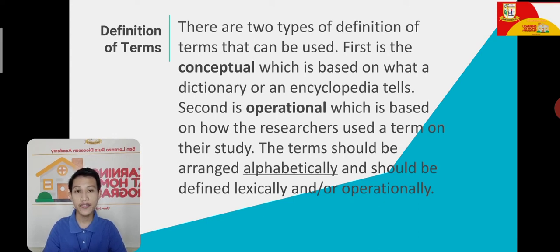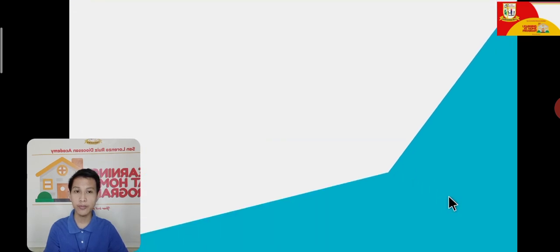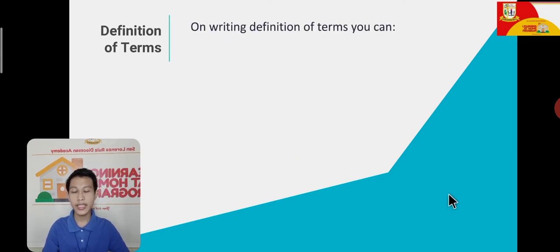Okay? And they should be defined lexically and or operationally. Okay? So, paano nga ba yung conceptual and operational para mas maintindihan nyo pa? Ano yung pagkakaiba? Ano yung examples nila? Okay? So on writing on definition of terms, you can use this as your opening statement.